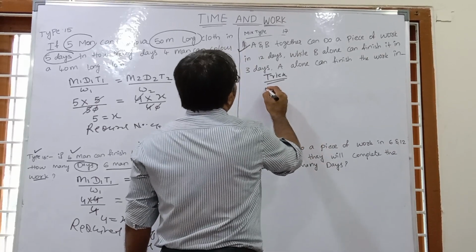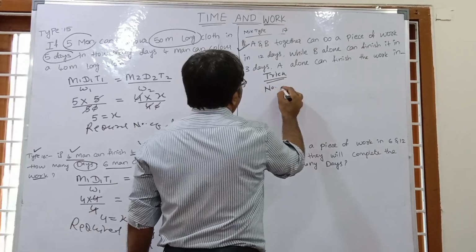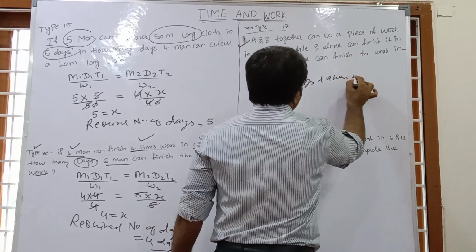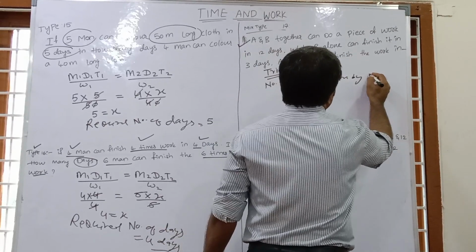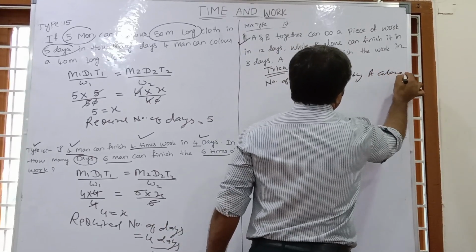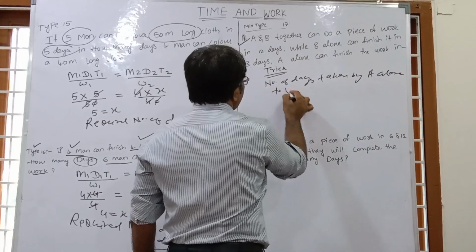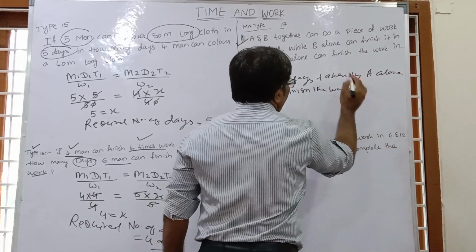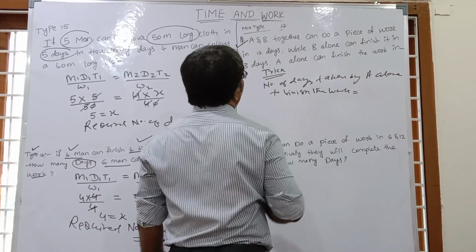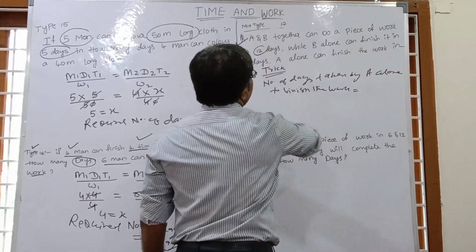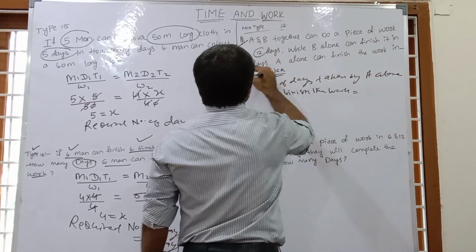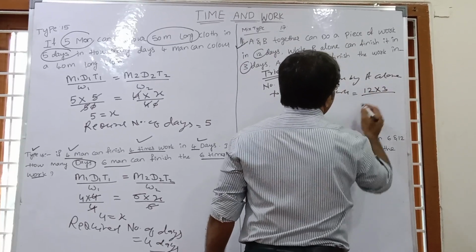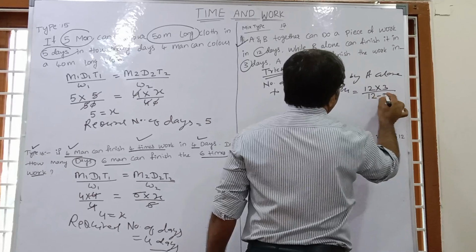So you can say the number of days taken by A alone to finish the work equals what? That is the product of days. So here 12 days is given and B alone does it in 3 days. So this is 12 into 3, and here the difference of days, that is 12 minus 3.